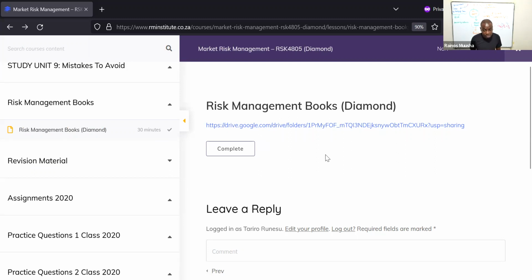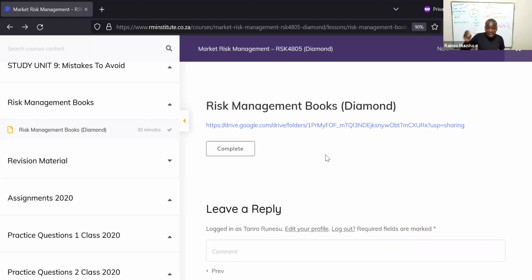Remember, with the revision material, you're able to get the question papers and the answers to the question papers, and also the past assignments and the answers to the past assignments. You're also able to access the practice questions. There are three sets of practice questions: practice question 1, practice question 2, and so on. I think there are about 9 or 10 questions under each practice question. Then there's also a video for those practice questions.